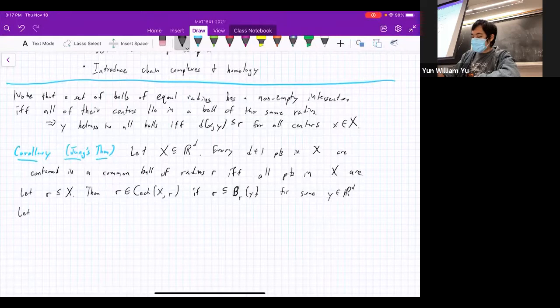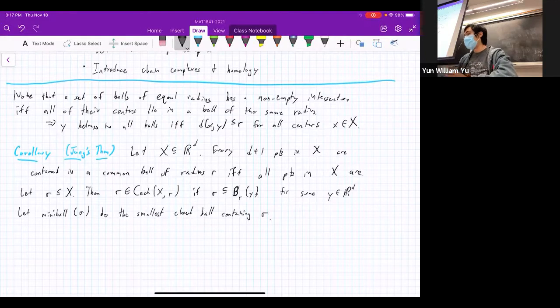Well, now let's define something. We're going to call it a mini ball around sigma. And this is going to be the smallest closed ball containing sigma. This is unique, of course, because if you have some collection of points, there's always some smallest ball you can draw around all those points.